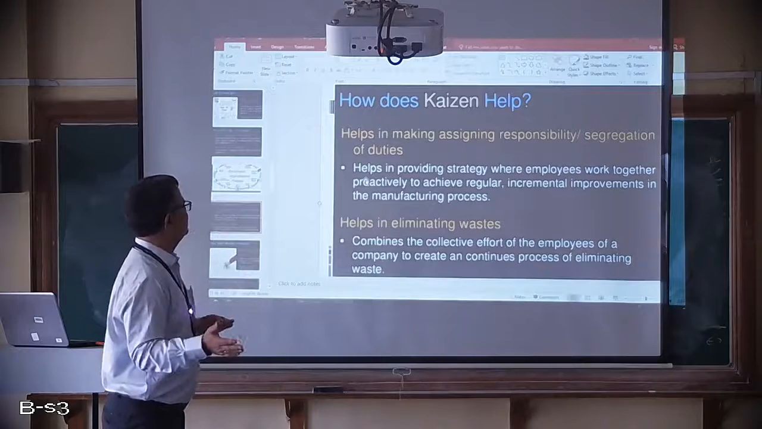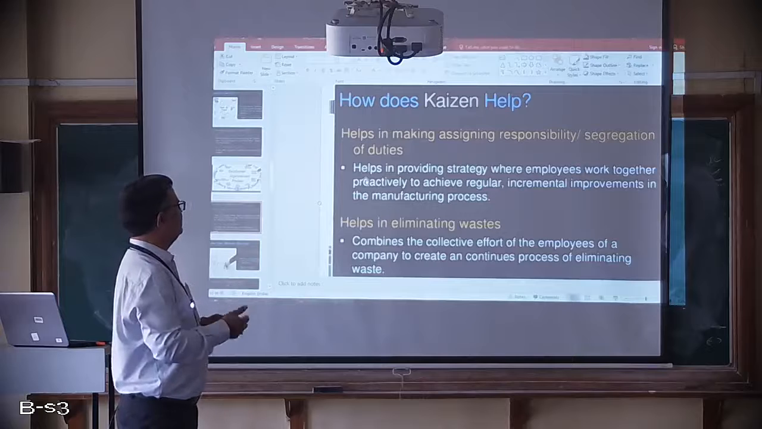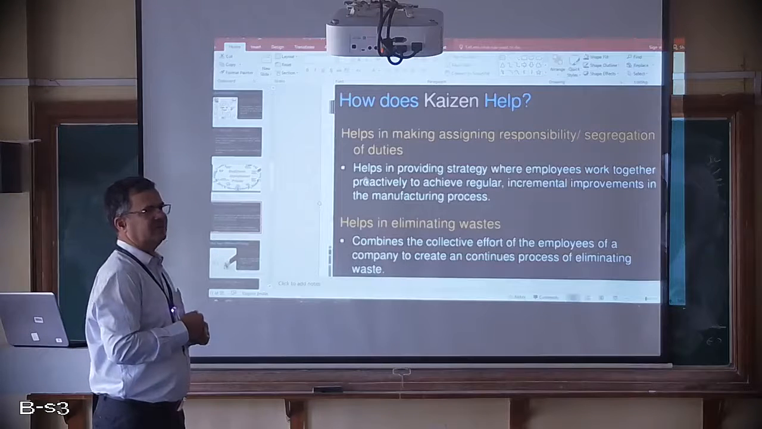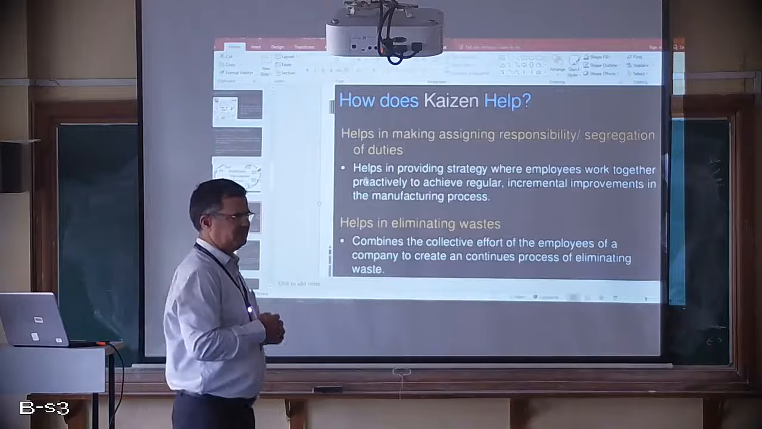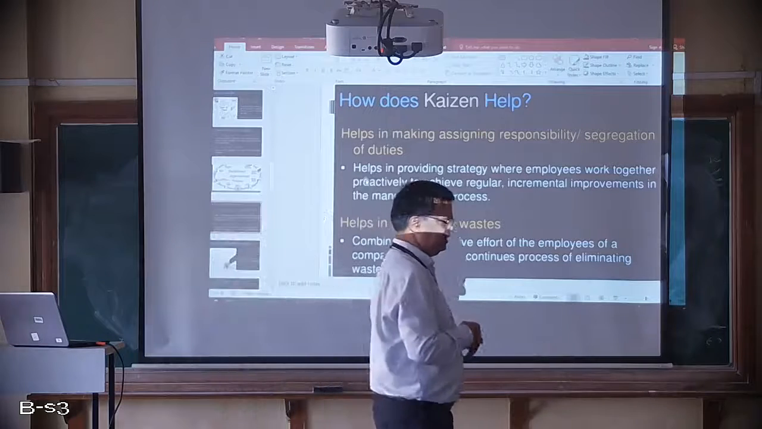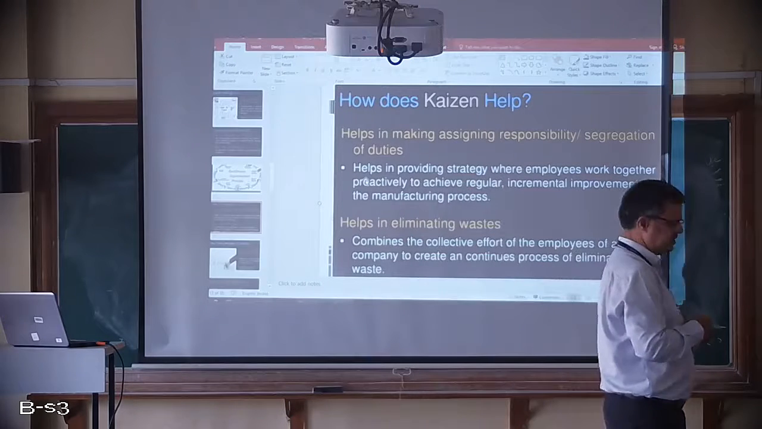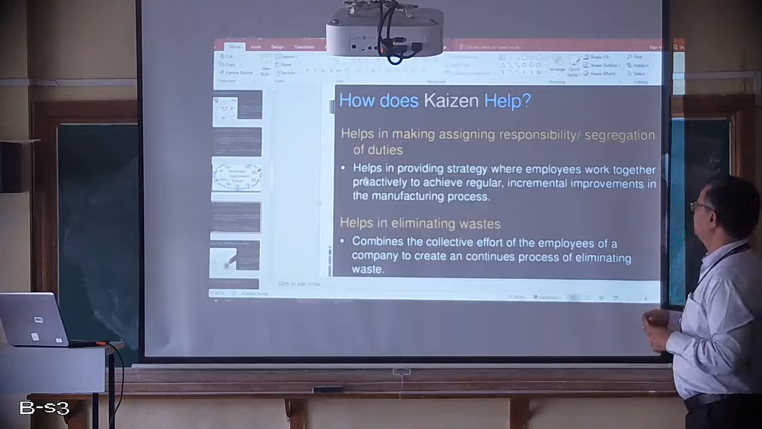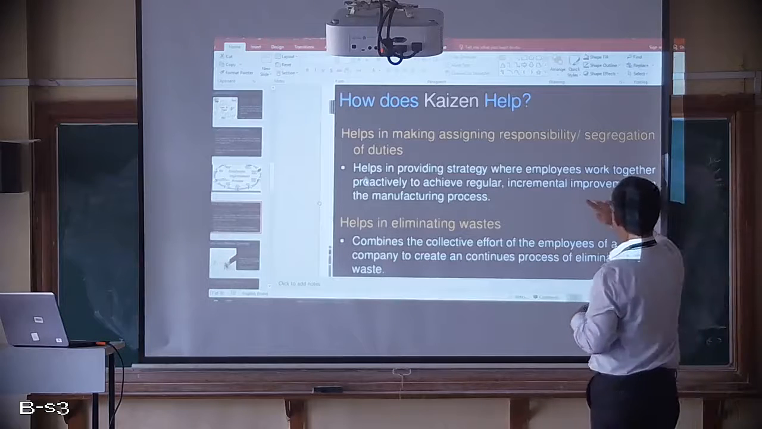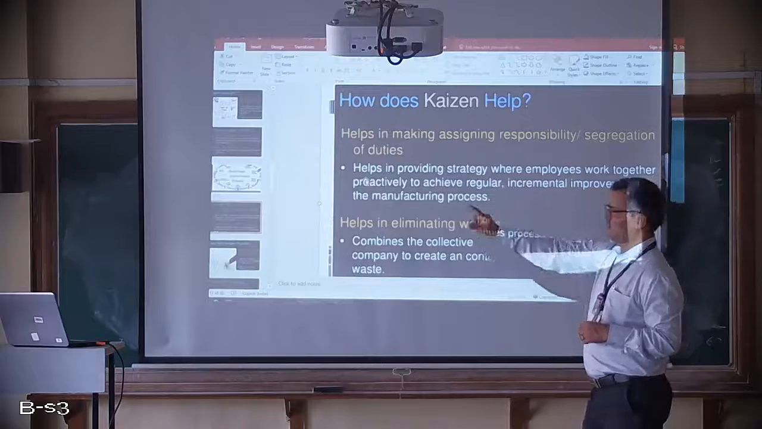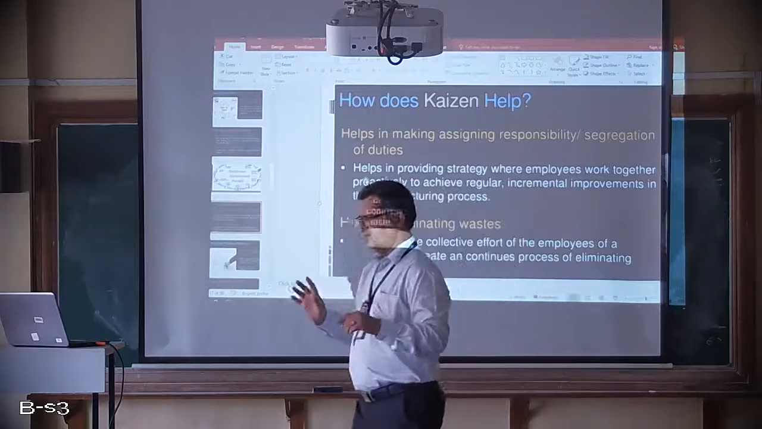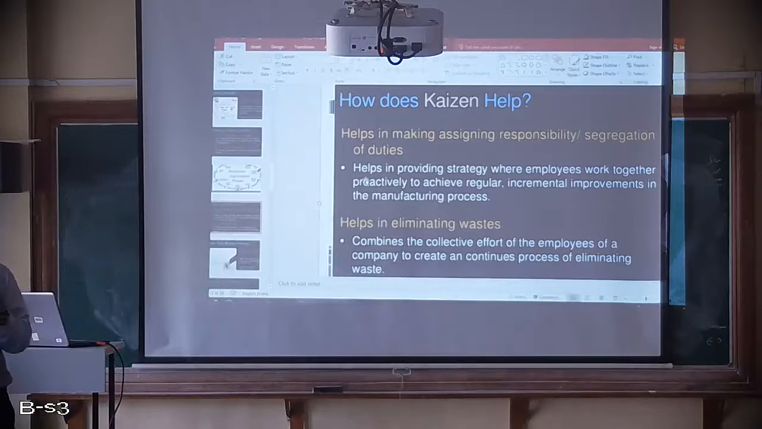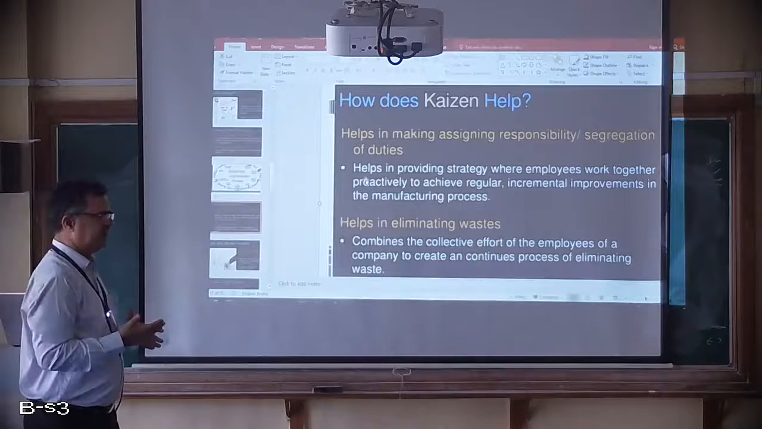So basically Kaizen helps in providing a strategy where employees work together. As I said, any defects or quality issues are not attributable to a single person, so there will be many people, and they have to work together proactively. Remember, proactively or reactively. Reactively means that after the problem arises, then they correct it.